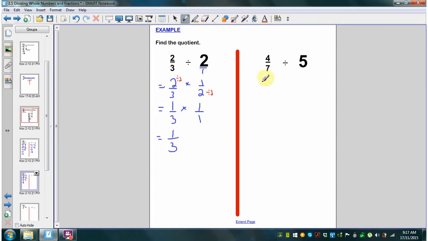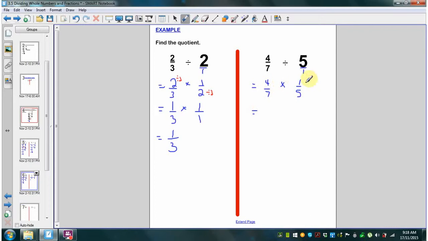Okay, let's try this one here. I'm going to immediately write my whole number as a fraction. I'm dealing with division, so my rule for division is keep, change, flip. Keep my first fraction. Okay, change my sign, flip my last fraction. 5 over 1 becomes 1 over 5.